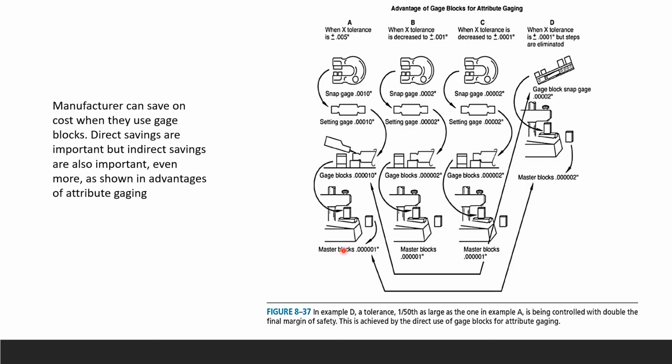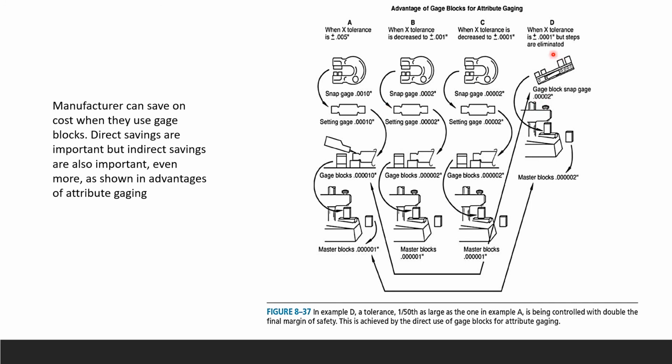Here is another example of the direct use of gauge blocks for attribute gauging. A manufacturer can save on cost, all the time cost. So they use gauge blocks in order to reduce the cost. Direct savings are important, but indirect savings are also important. Indirect savings are actually even larger than direct savings. So here are the advantages of gauge blocks for attribute gauging.